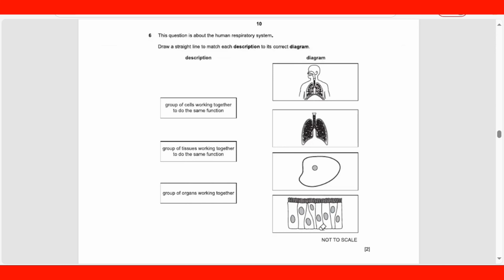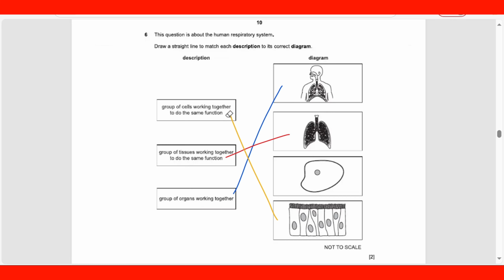Let's check out the answer, guys. So this is the correct answer. Groups of cells working together to do the same function form tissue. A group of tissues working together to do the same function form an organ, like the lungs. A group of organs working together form an organ system. So epithelial tissue is formed from epithelial cells. It forms the lining around the respiratory tract and fallopian tubes.